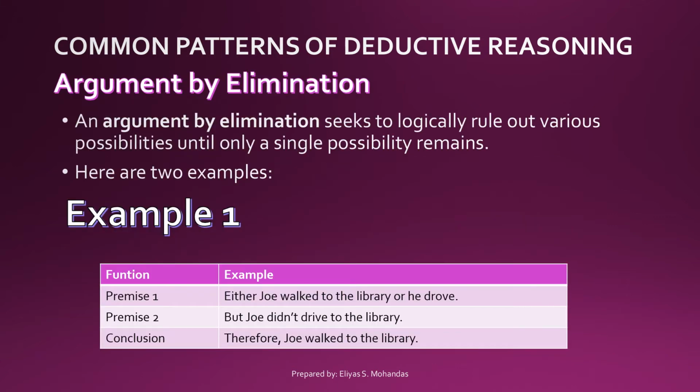The third common pattern is argument by elimination. Now, an argument by elimination seeks to logically rule out various possibilities until only a single possibility remains. Now, let us look at the example so that you will understand better. Premise number 1, either Joe walked to the library or he drove. Premise number 2, but Joe did not drive to the library. So the conclusion is, therefore, Joe walked to the library.